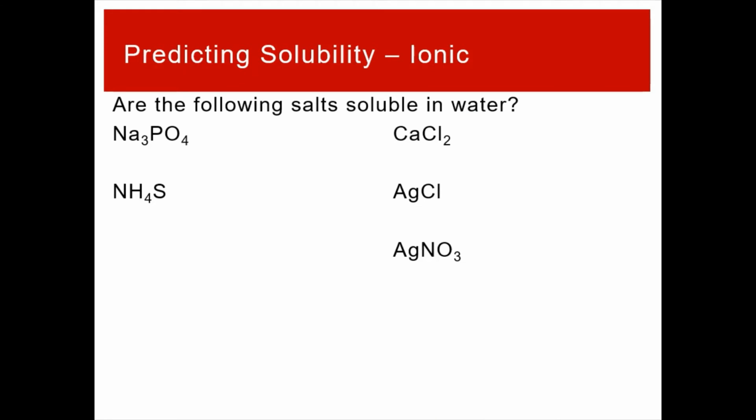Along those lines, let's get some practice determining whether or not these salts are soluble in water. So I have Na3PO4, (NH4)2S, CaCl2, AgCl, and AgNO3. Those are respectively sodium phosphate, ammonium sulfide, calcium chloride, silver chloride, and silver nitrate. We want to take a look at these. When we're determining whether or not salts are soluble, we can use our rules, and it's always going to be based around the ions. So we want to take each of these compounds, figure out what ions are contained in there, and then use our rules. So let's take a look at doing that.